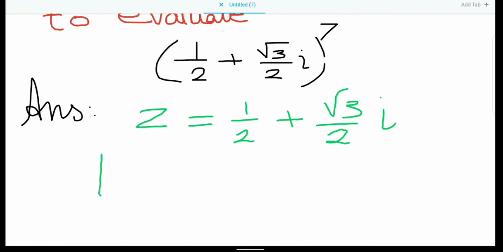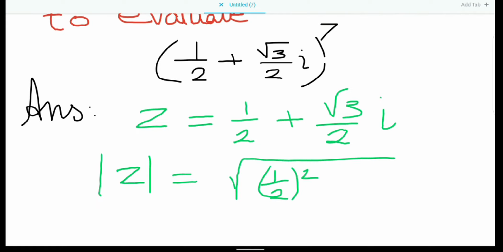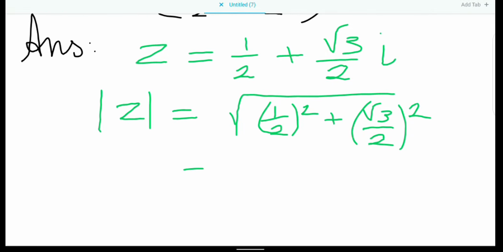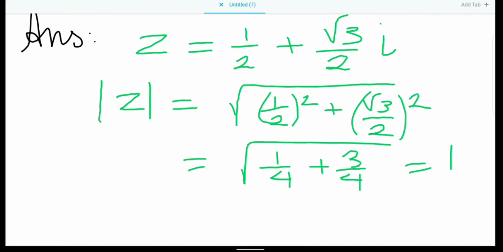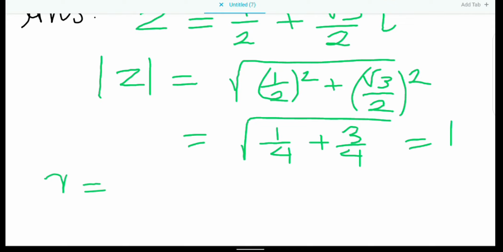Let's evaluate the modulus of z, that is equal to the root of the real component squared plus the imaginary component squared. That is equal to root of 1/4 plus 3/4, and that is equal to 1. So modulus of z equals 1. So we know that r equals modulus of z equals 1. If we want to convert into polar form, r is nothing but the modulus of the complex number.